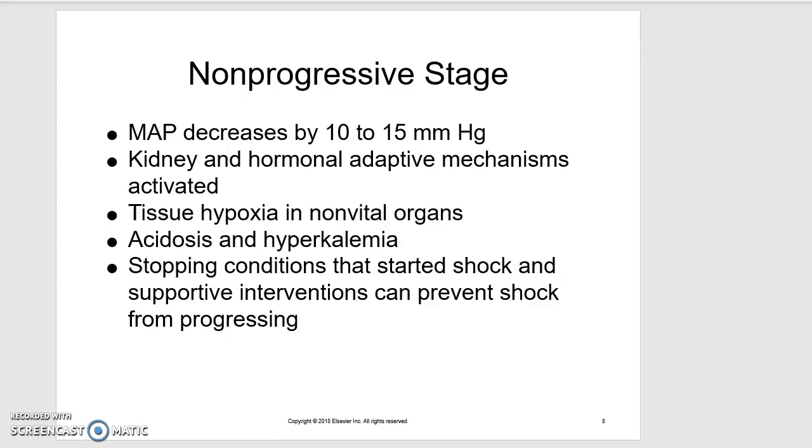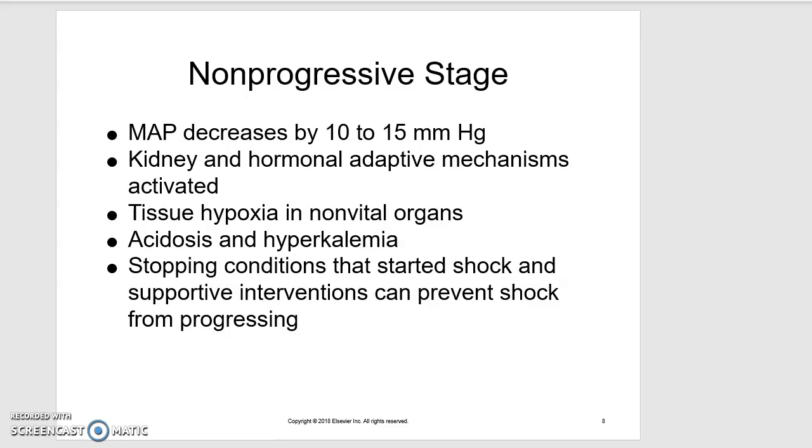In the non-progressive stage, tissue hypoxia occurs in non-vital organs and in the kidney, but it is not great enough to cause permanent damage. Buildup of metabolites from anaerobic metabolism causes acidosis and increased blood potassium levels. If you remember, with acidosis, the potassium is high. Alkalosis has low K, or low potassium. So with shock, you'll see acidosis and increased blood potassium levels.